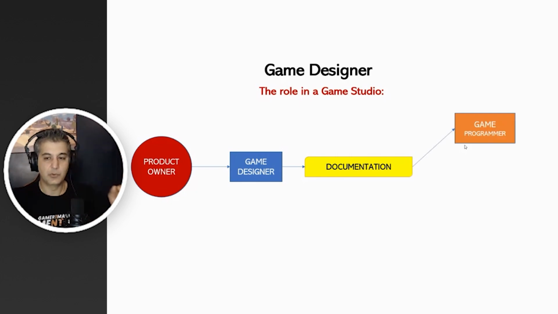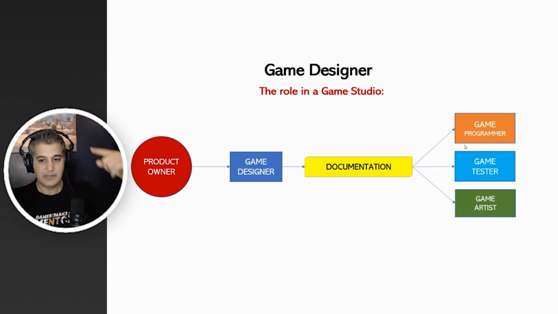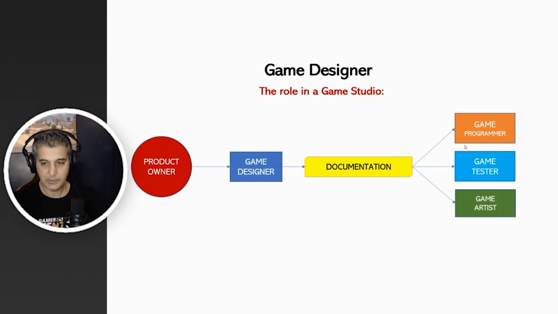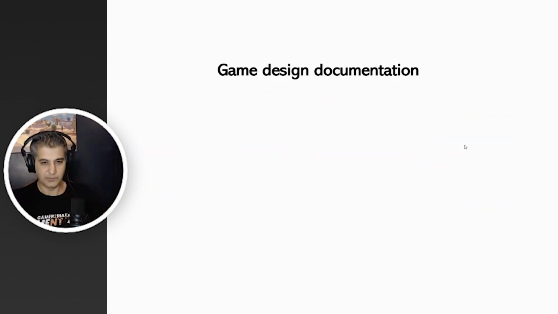Then this documentation goes to the game programmer, the game tester, and the game artist. Looking at this documentation, the game artist is going to start creating the assets for the game. The game programmer is then going to start coding the features of the game. And then once there's a build of the game ready, the game tester is going to come in and play the build and see whether the game in the documentation matches the game that the programmers and artists have made. The game designer's job is to oversee this process and see that everything's going smoothly. So this is what the game designer's role in a game studio is.